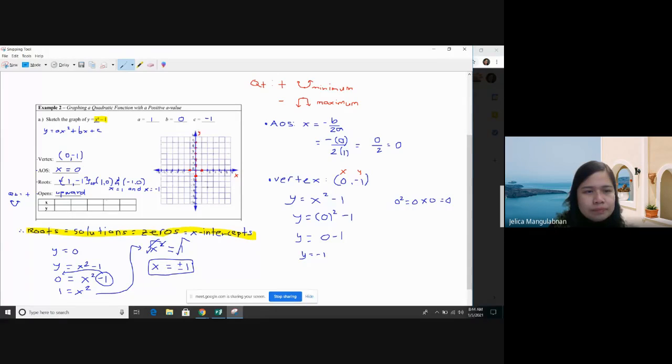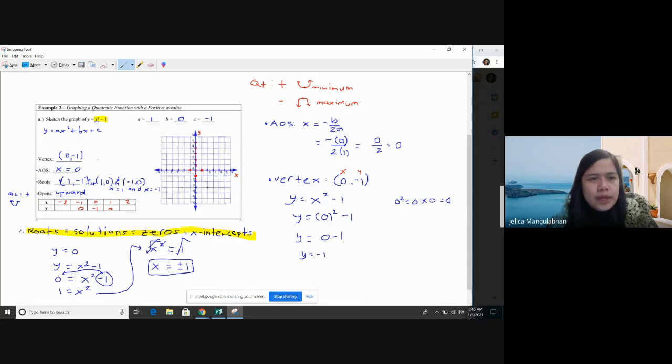And then, we may use the vertex as the middle point. So we have 0, negative 1 in here. And then the first root is 1, 0, and the second root is negative 1, 0. Miss, how can we find the other points? After 1, you may use positive 2 and negative 2 to find the other points.